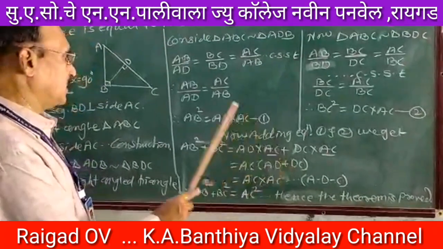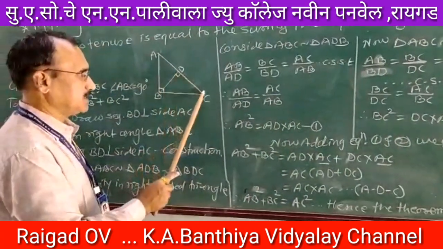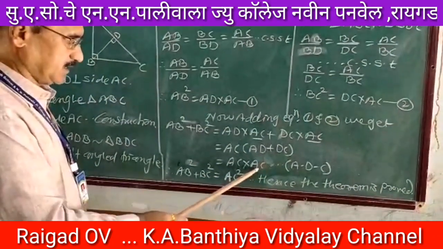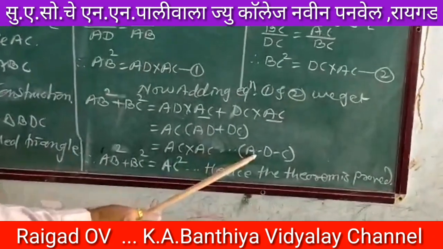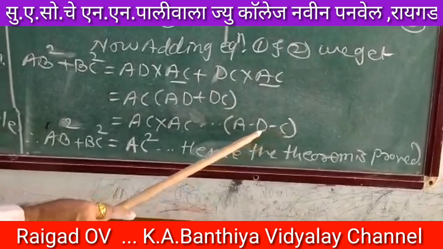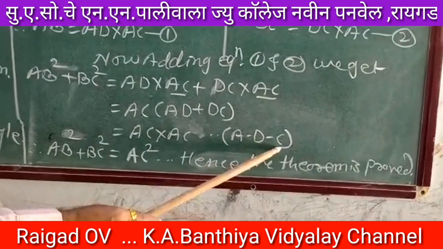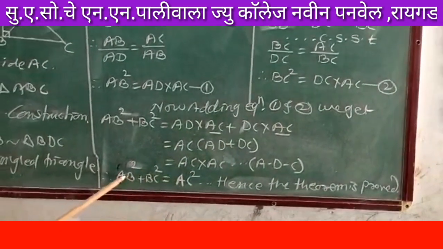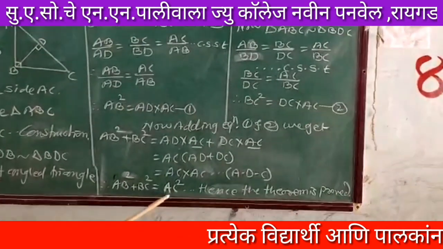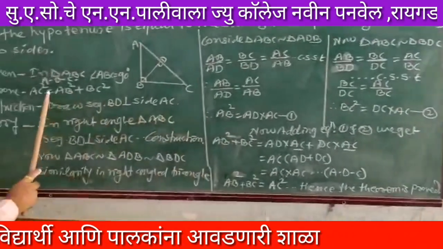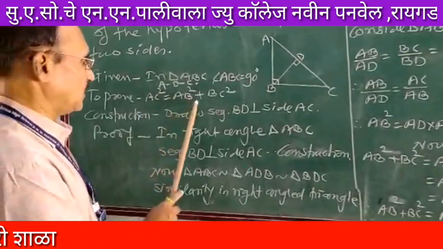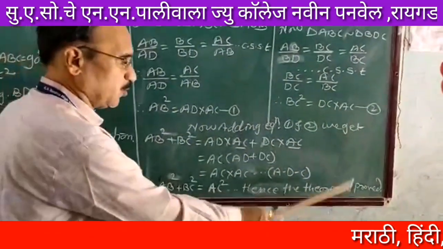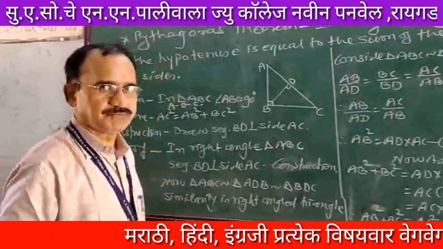See here again in this figure, AD plus DC is nothing but AC, and instead of AD plus DC we can write AC. The reason for that statement is A-D-C, that means point D is in between points A and C. Therefore, AC into AC is AC square, means AB square plus BC square is equal to AC square. This is what we had to prove: AC square is equal to AB square plus BC square. Hence the theorem is proved. Thank you.